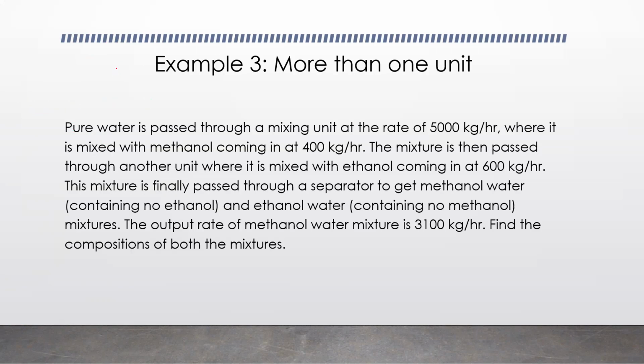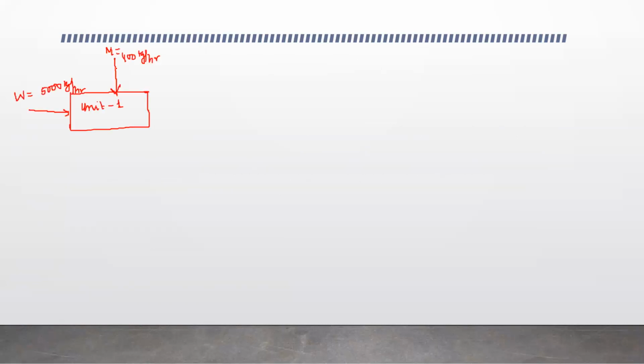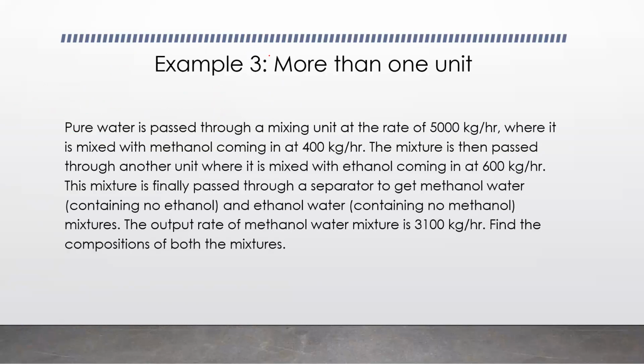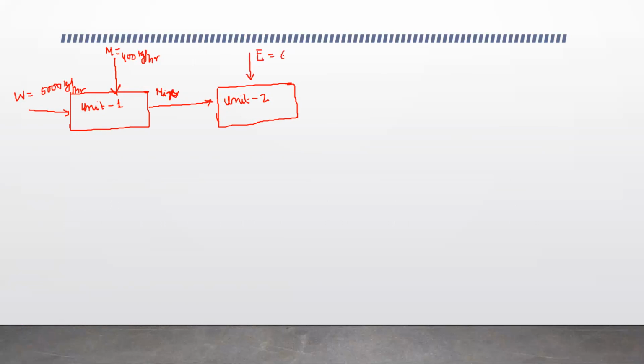Then the mixture is passed through another unit where it is mixed with ethanol. So whatever mixture you have got from here is passed into another unit. Again, I'm not going to name the unit. I'm just going to call it unit 2. All right. So this mixture has gone into unit number 2. And in unit number 2, you have ethanol coming in. So I'll call it E. All right. So ethanol coming in is at 600 kg per hour.